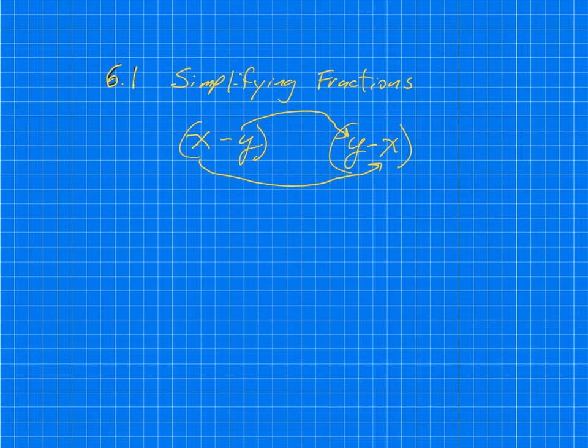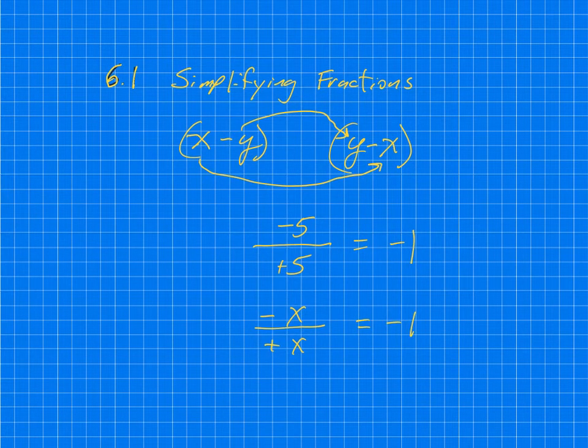So what does that mean? Well, if we have opposites over opposites, say, like a negative 5 over a positive 5, we always get a negative 1. Similarly, if we had a negative x over a positive x, we would also get negative 1.